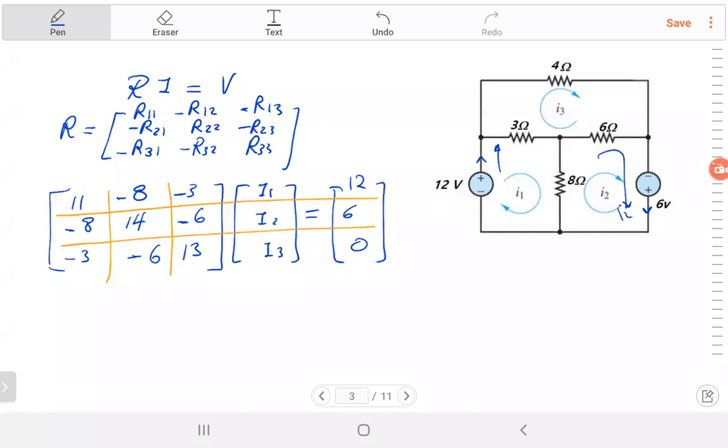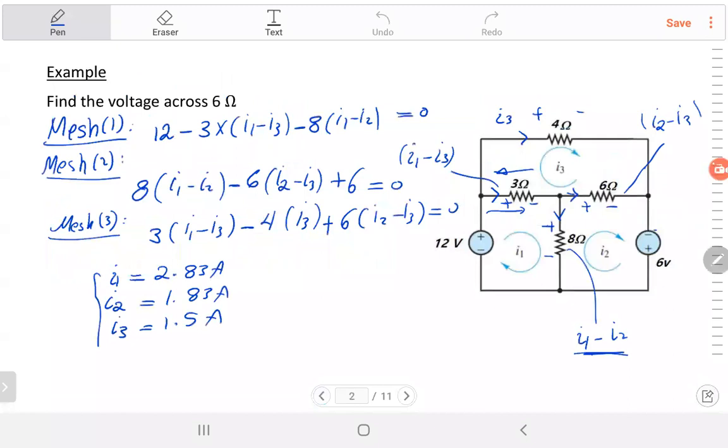Yes. When we were getting our equation 3, why did we do 3 times I3 minus I1, minus 4 I3, plus 6 times I3 minus I2? Why not I2 minus I3? Are you talking about this one? Okay, equation 3. That's 3 times I1 minus I3. That's the voltage across the 3 ohms. Why I1 minus I3? Because if you look at the current here, that's I1 going in this direction. So you have that 3 ohm, and you have I1 clockwise, meaning it's going in this direction.